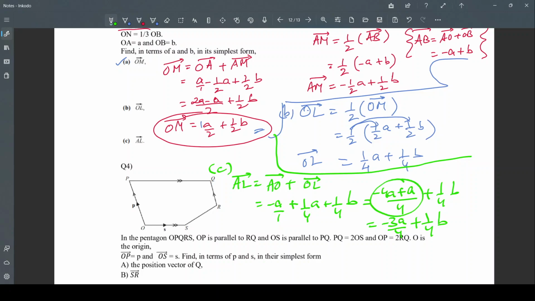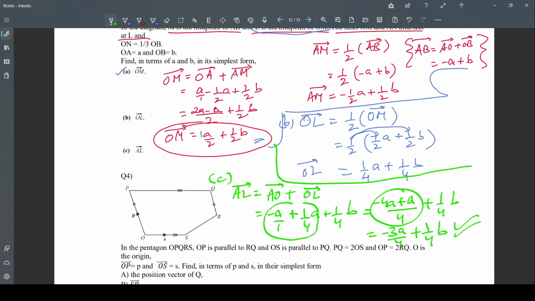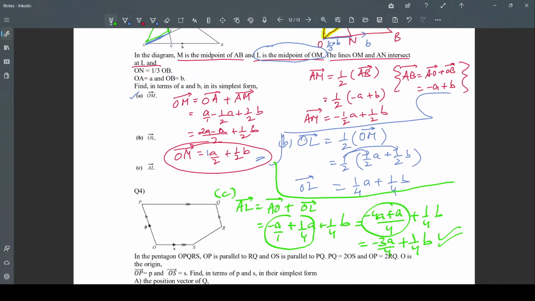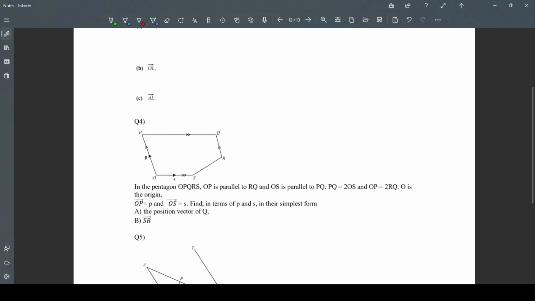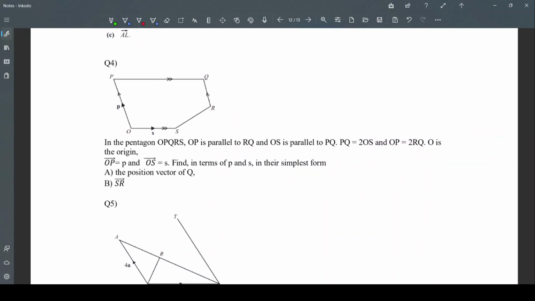You can use a calculator to solve this part. It's like minus 1 plus 1 by 4. Okay, so it will give you the answer like that. So the answer is minus 3 by 4 A plus 1 by 4 B. So I believe the first question is clear to you. Yes, so that is all. Let us move to the second question now.